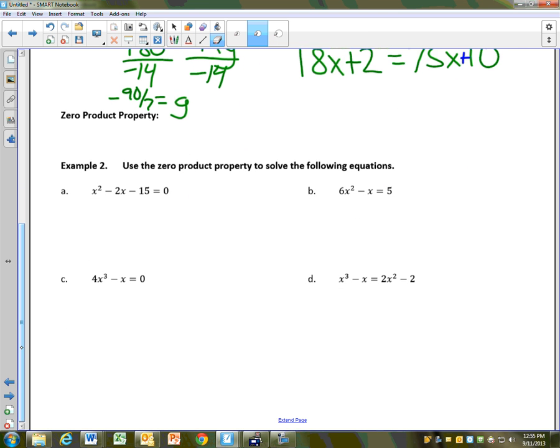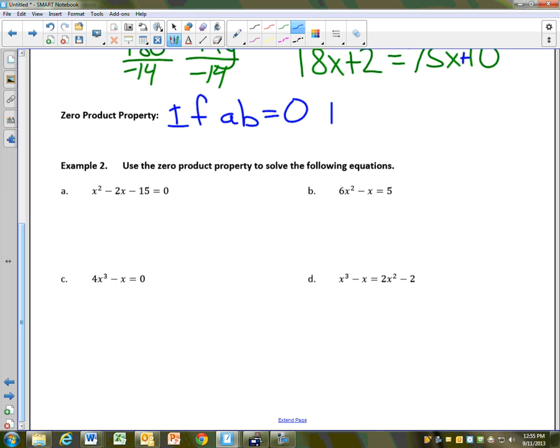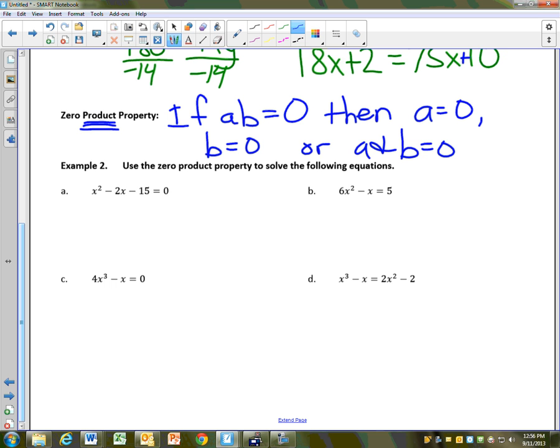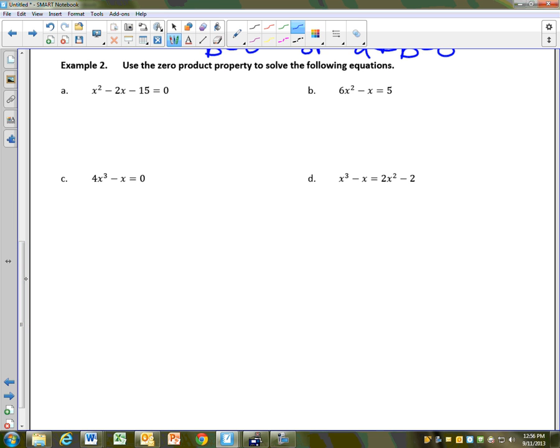Zero product property says this. If A times B is equal to 0, then we know something is true. Either A is 0, B is 0, or A and B are both 0, right? Because 0 times anything is 0, okay? So we can use that to our advantage. If something is set equal to 0, we can write it as a product of parts and be able to solve it. So it's set equal to 0, but it's not written as products or factors.